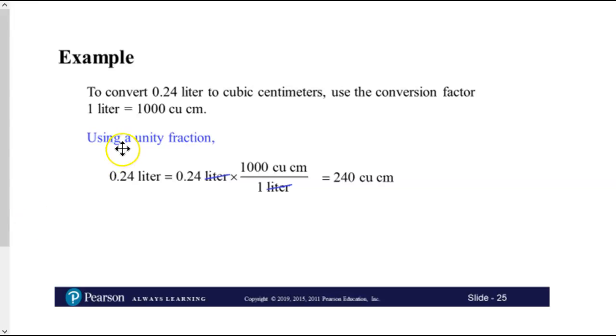So in this, looking to convert 0.24 liters to cubic centimeters, we're going to use a conversion factor, the unity fraction of 1,000 cubic centimeters over a liter, and multiplying that straight across, so we end up with 240 cubic centimeters.